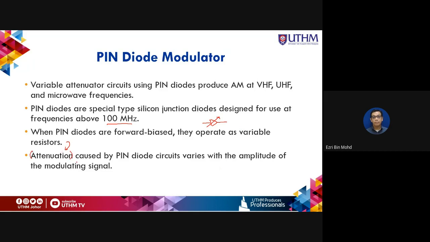And then the attenuation or the resistance is varied according to the amplitude of the VMT. So the amplitude of the carrier tu maksudnya resistance of the pin diode, dia akan ubah dia punya resistance mengikut amplitude of the modulating signal. So the carrier, the amplitude of the carrier will be varied lah.